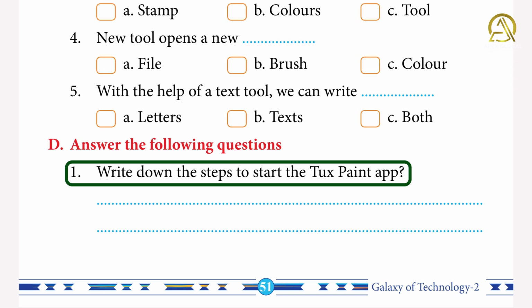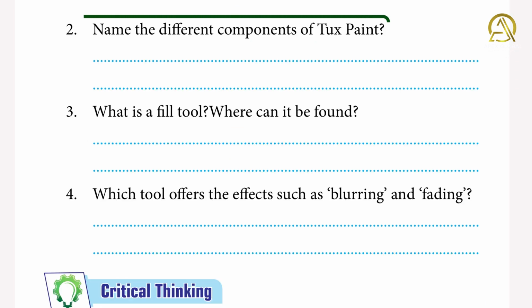Answer: Step 1. Click on the Start button. Step 2. Select All Program. Step 3. Click on the Tux Paint option, either full screen or window. 2. Name the different components of Tux Paint. Answer: canvas, drawing area, color palette, selection tools, drawing tools.